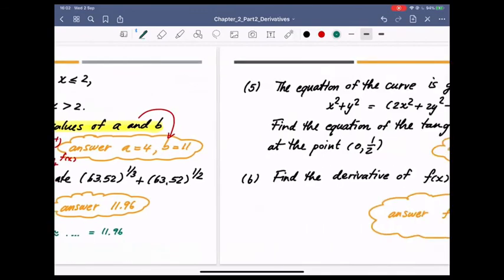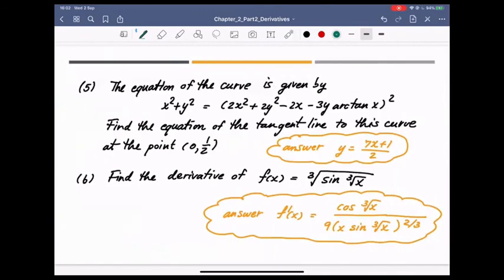All right, another two questions, the last two. So let's say, suppose you have this equation, right? And this is not that hard, so we are going to ask you to find the equation of the tangent line. Again, you can try this question. This is from our exam as well. So your answer is going to be this one.